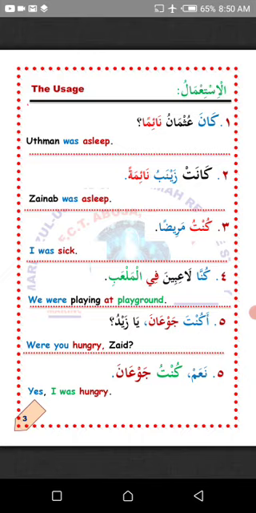Number 3: أكنت مريضا. That means, were you sick? كنت مريضا, I was sick. أنا مريض means I am sick. But كنت مريضا means I was sick.